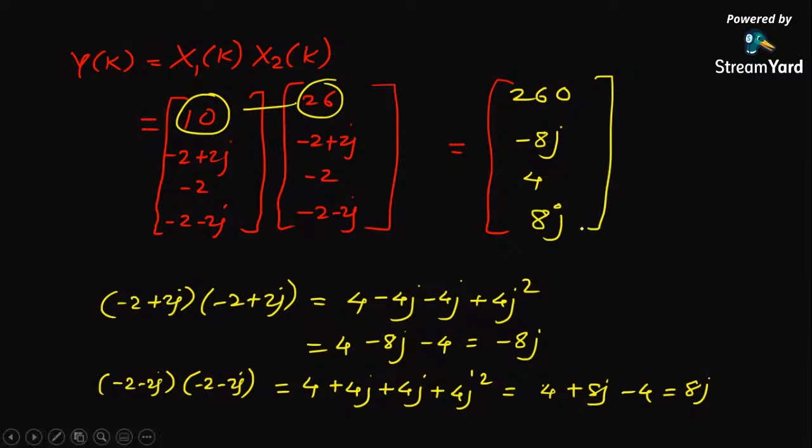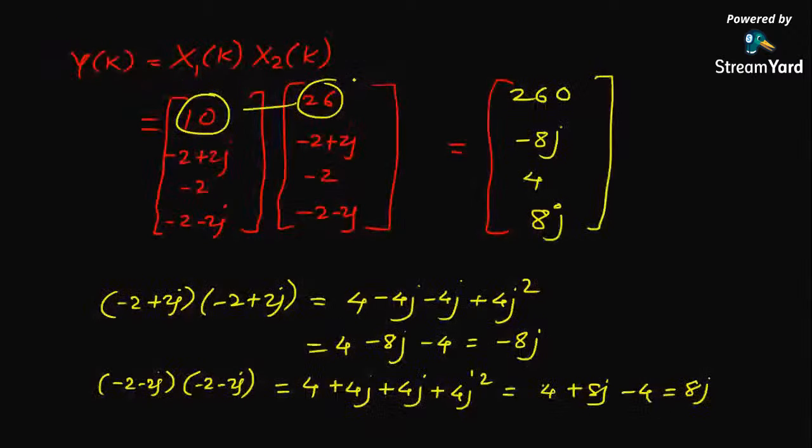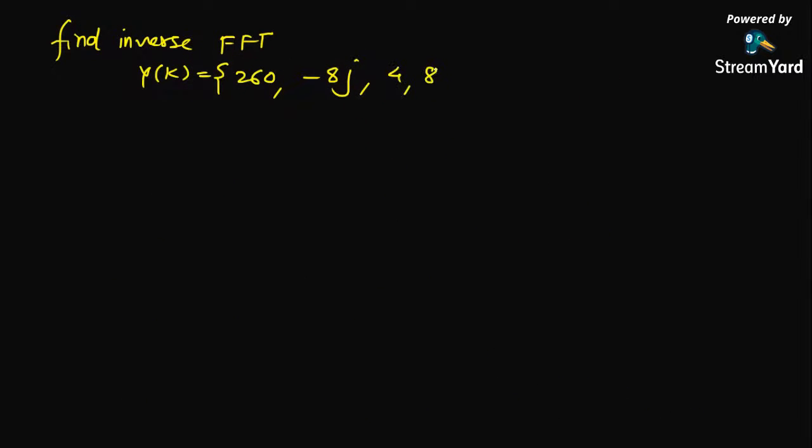Okay, 260, -8j, 4, and 8j. So this is the multiplication we got. After multiplying, what do we have to do? Find the inverse FFT. So how to find it? Y of k we got as 260, -8j, 4, and 8j.